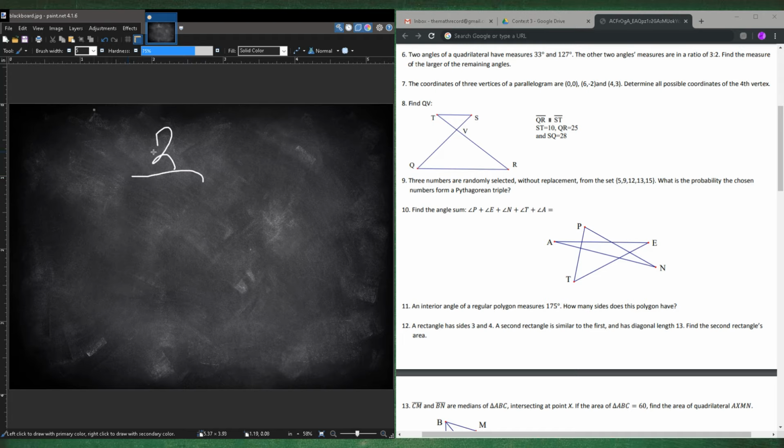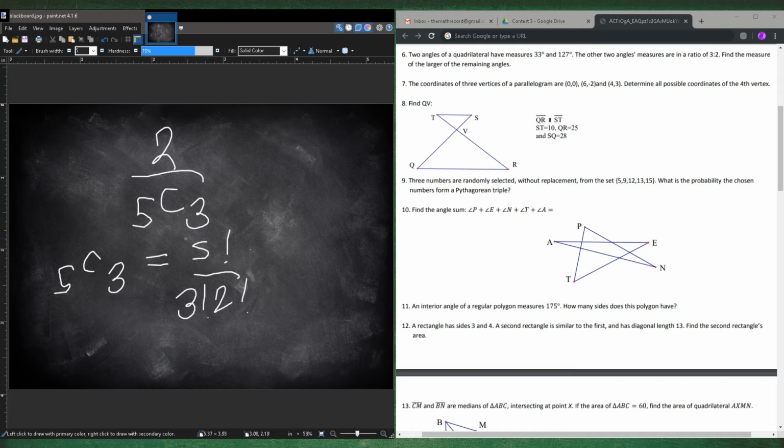Out of how many ways can you choose 3 numbers? Which is just 5 choose 3. 5 choose 3 is basically combinations, which is 5 factorial over 3 factorial times 2 factorial. Because order doesn't matter. 5, 9, 12, and 12, 9, 5 are basically the same thing.